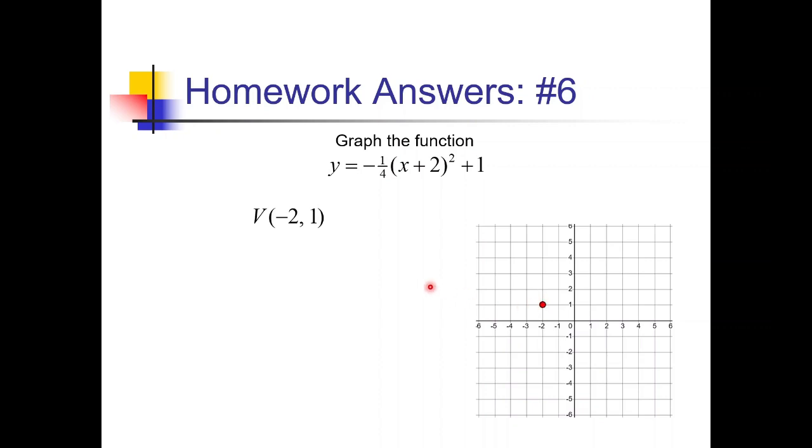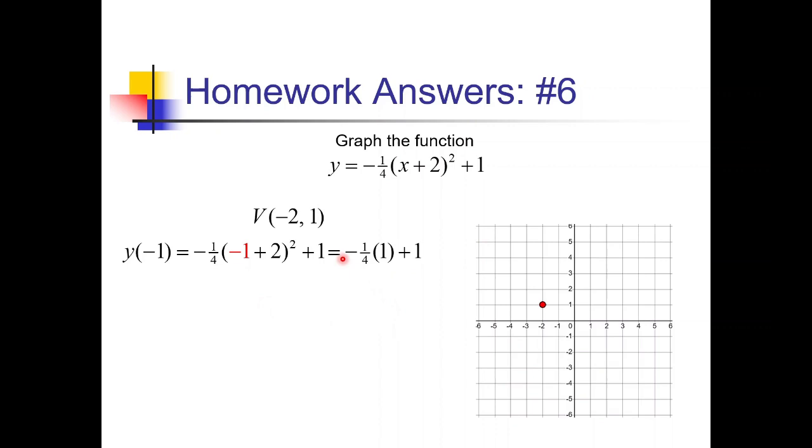Now I need 2 more points here. To get one of these, I'm just going to plug in an x value that's pretty close to -2. Like -1 seems to work pretty well. Let me plug in -1 for x. So we've got -1 plus 2 squared times -1/4 plus 1. We're going to have to do a little bit of work to get through this. So this is just +1 squared, which is just +1 that we're multiplying by -1/4.